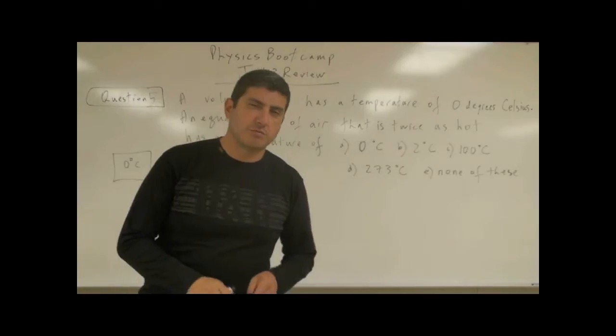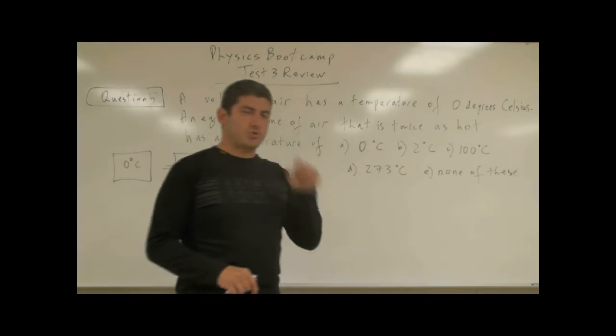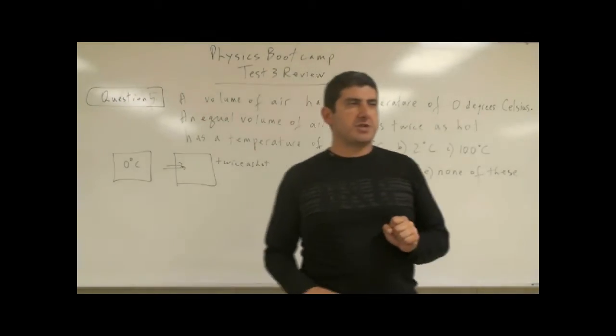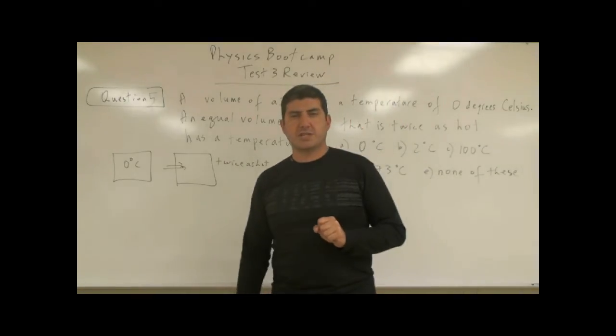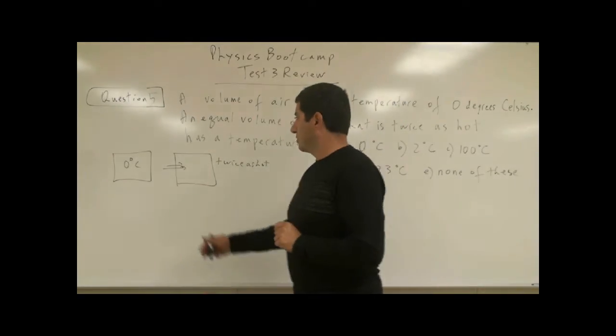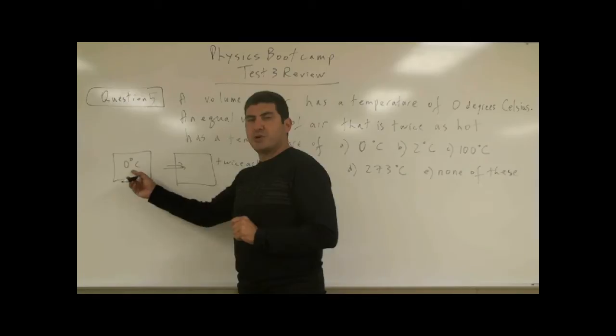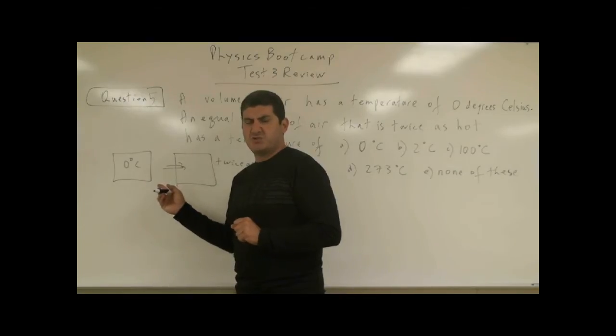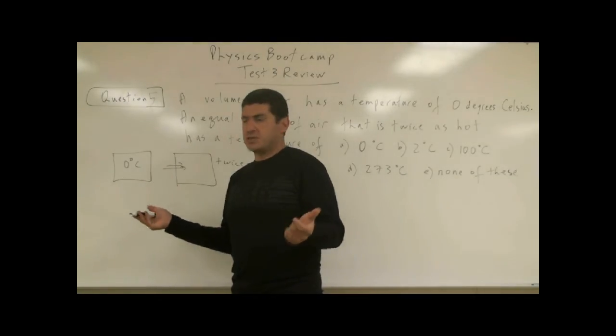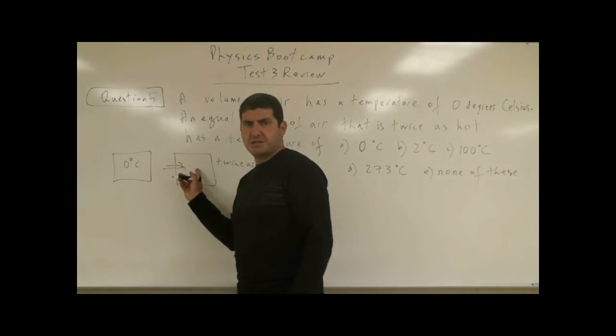Over here, this is pretty tricky. We are trying to understand what we mean when we say twice as hot. Okay? So if something is 0 degrees Celsius, twice of 0 is what? 0? 2 times 0? Okay, so this is also 0 degrees Celsius.